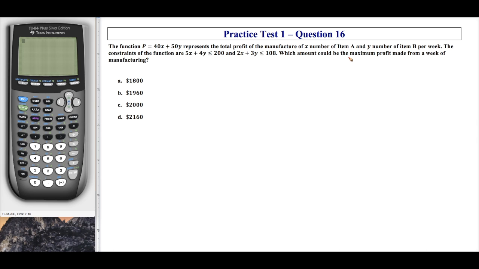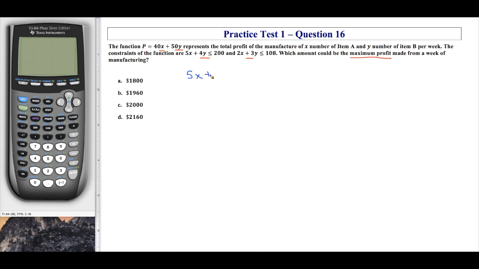Well, this question asks us to find the maximum profit made, so we're going to need to know our maximum values of x and y that meet our two constraints. So the first thing we must do is solve our system of inequalities for x and y. We can do this using the method of elimination, substitution, or graphing. And I'm going to use graphing, so I'm going to solve both of my inequalities for y.